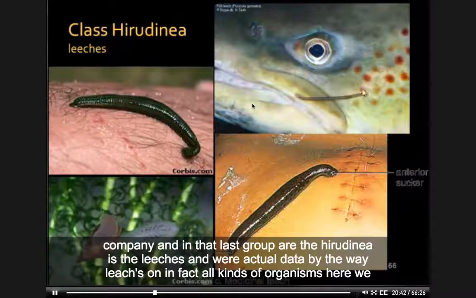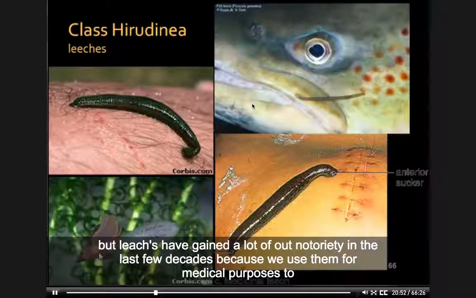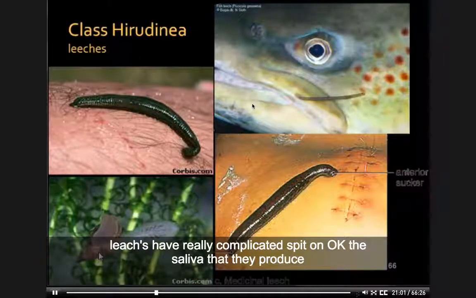By the way, leeches infect all kinds of organisms. Here we have one on a fish. This is one on a person. We even have leeches that infect snails. But leeches have gained a lot of notoriety in the last few decades because we use them for medical purposes too. Leeches have really complicated spit.